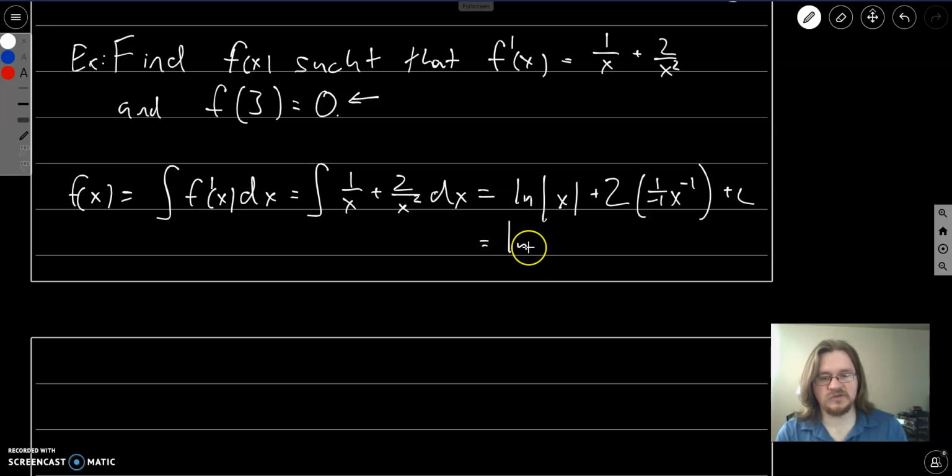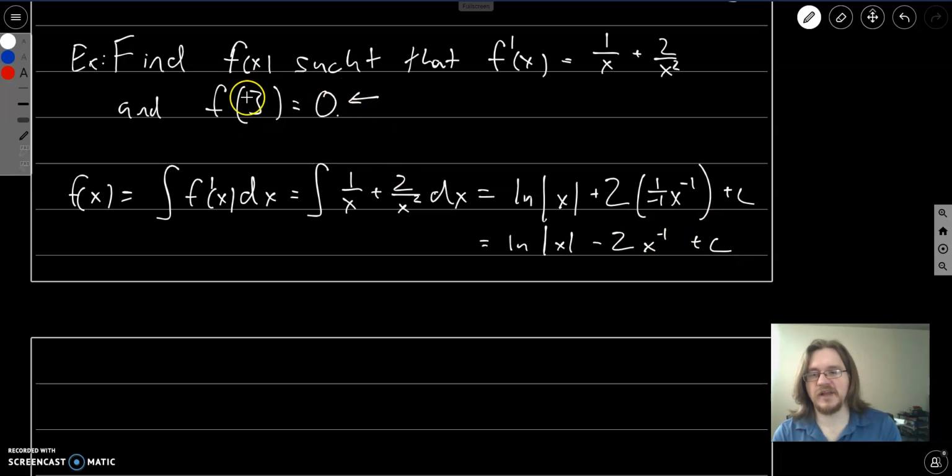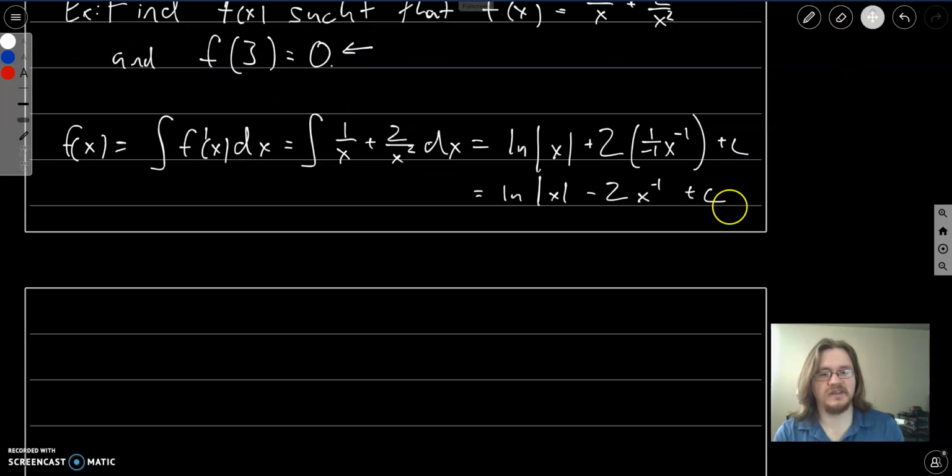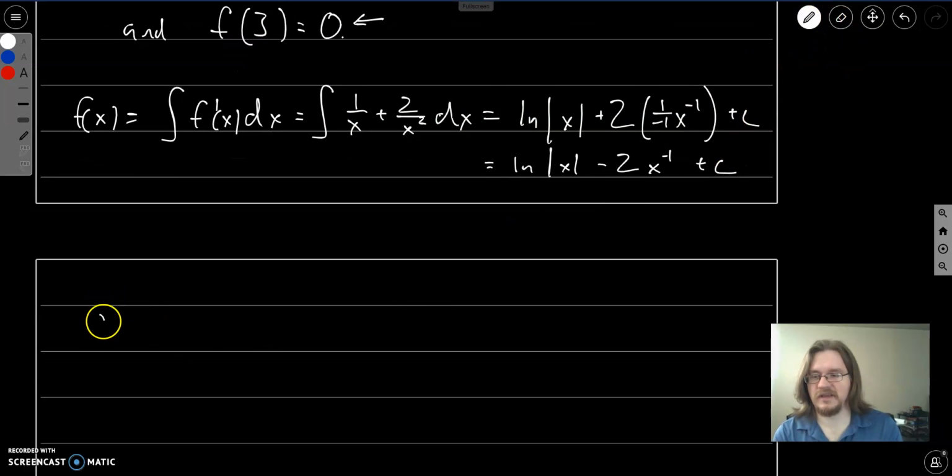So this is going to be the natural log of the absolute value of x plus, well, it's not even going to be plus because I've got a negative sign. This is 2 times 1 divided by negative 1. Well, that's just negative 2 times x to the negative 1, I'll just leave it like that for the moment, plus c. And we're told that if we plug in 3, we get 0. So what is f of 3?